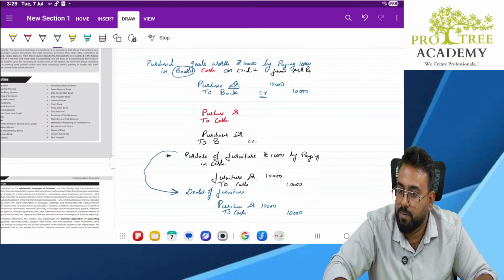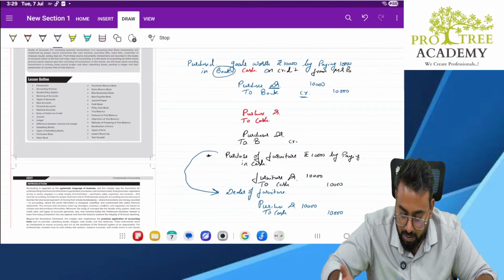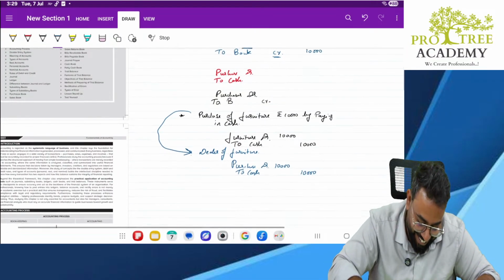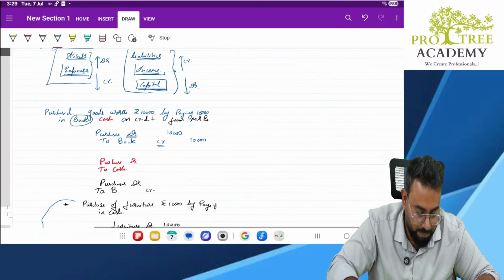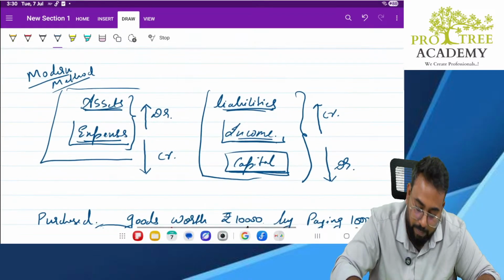Done? Copied up? Online students can just take a screenshot maybe. Right? Yeah. Now, what else did we discuss about this? Assets, liability, and this, has everybody copied?